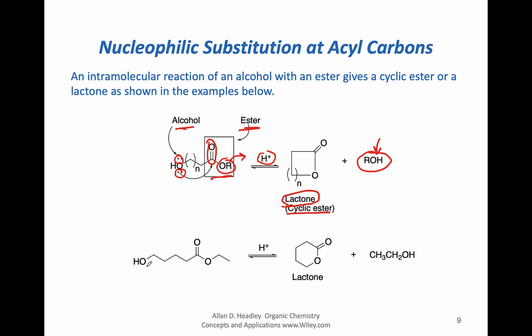So here's a more specific example, nucleophile right here in the form of the alcohol, ester right here. So the reaction will occur, this will be our leaving group here, and of course we have a cyclization here to give this lactone as our product.